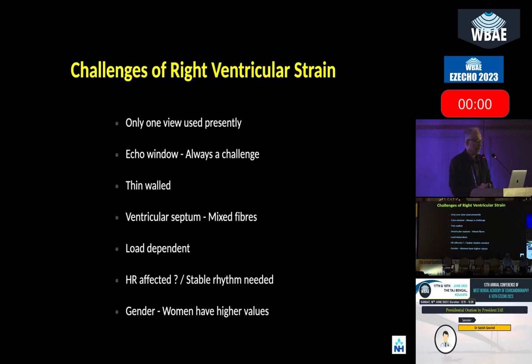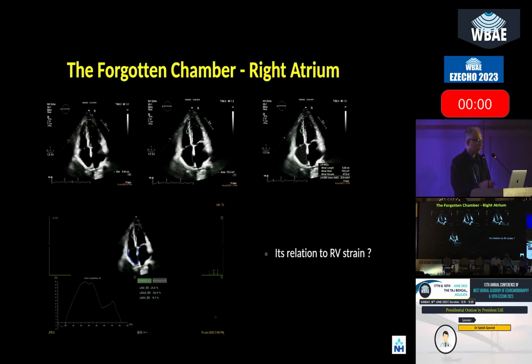It is thin-walled, tracing is a problem, and then you have the ventricular septum, which has mixed fibers, and then it is load dependent, and heart rate is also an issue. You have to have a reasonable heart rate, at least not tachycardic, and arrhythmia doesn't work. And again, there is a gender difference also. There are many variables as far as strain is concerned. So these are the challenges.